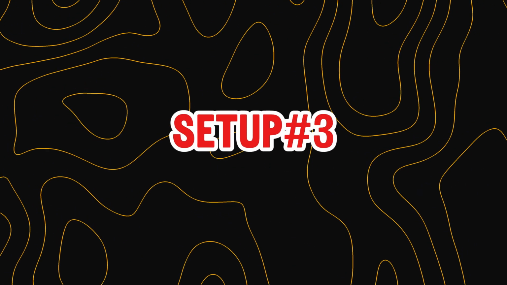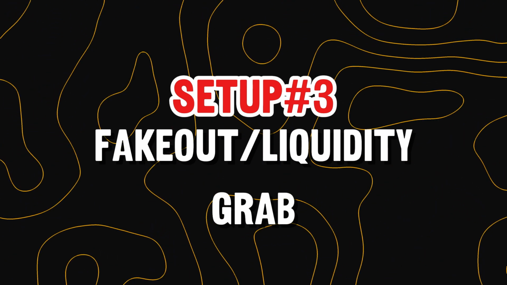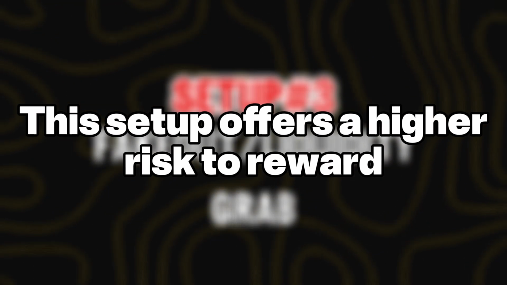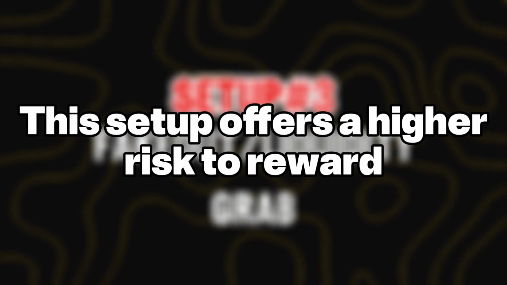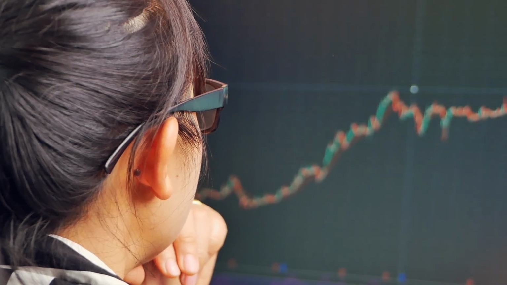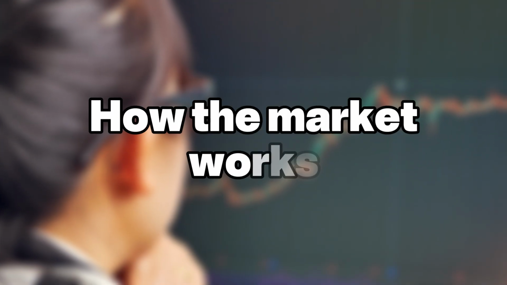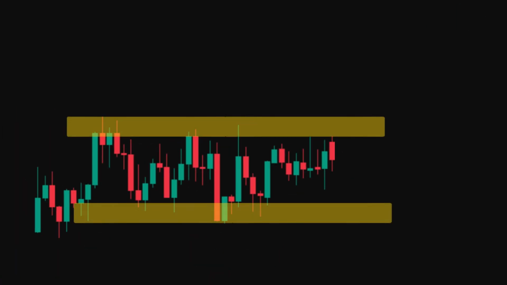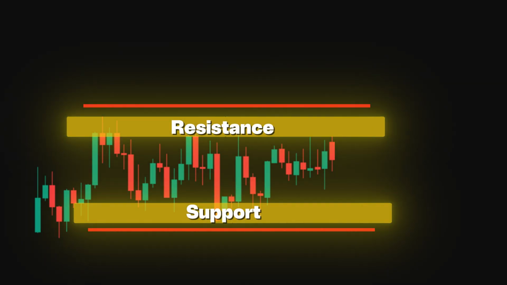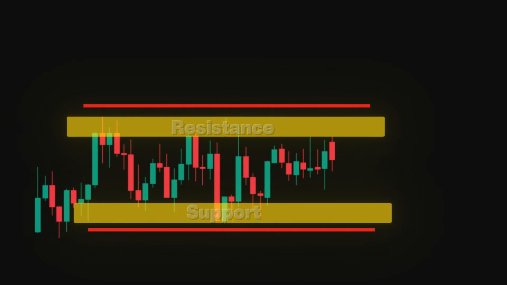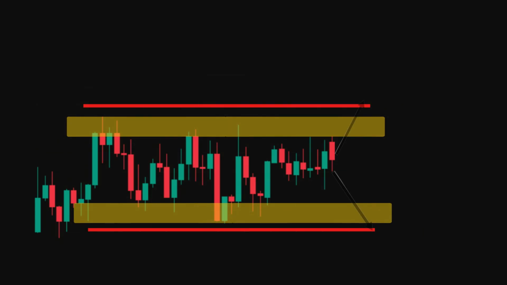Setup number 3, the fakeout or liquidity grab. This is personally one of my favorite setups because it often produces some of the best risk to reward trades. To understand this setup, you need to understand how the market works. A lot of retail traders place their stop losses right above a resistance or right below support. Large institutions know this, and they sometimes push price slightly beyond those levels to trigger these stop losses and collect liquidity.